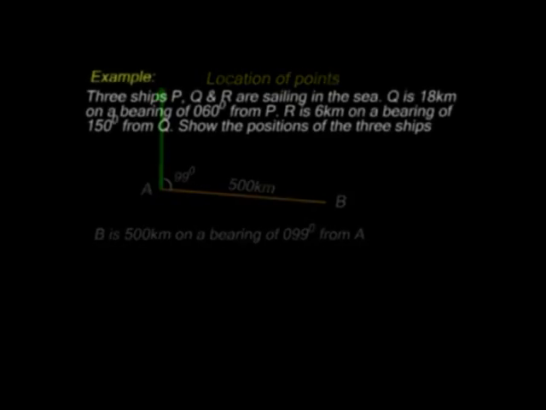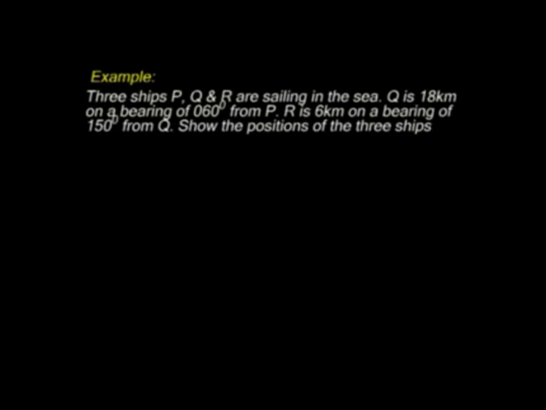Let me take an example here. 3 ships P, Q and R are sailing in the sea. Ship Q is 18 kilometers on a bearing of 060 degrees from P. Ship R is 6 kilometers on a bearing of 150 degrees from Q. Now I want to sketch the position of the 3 ships.